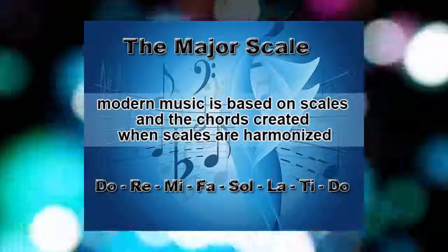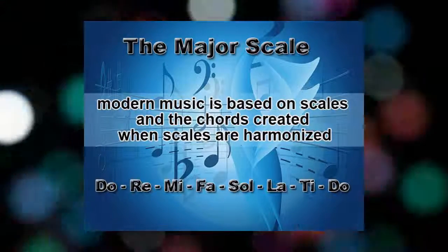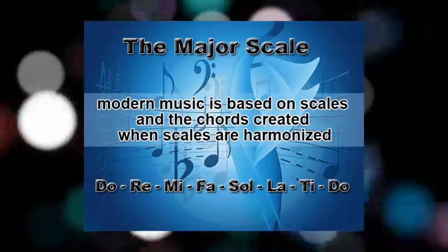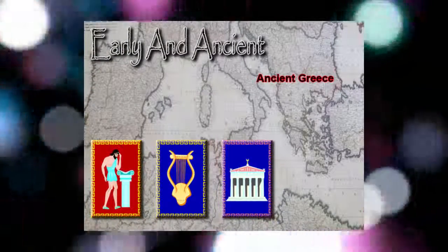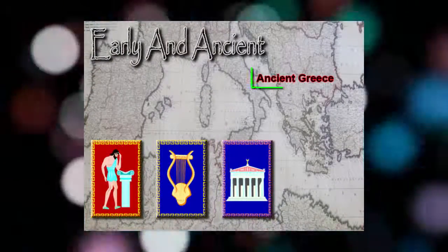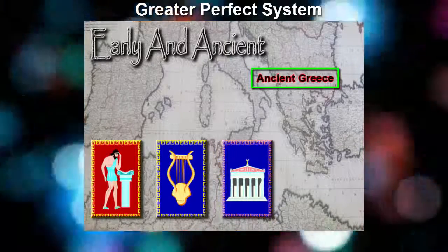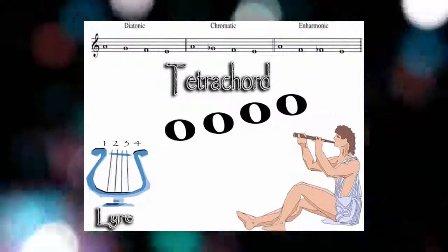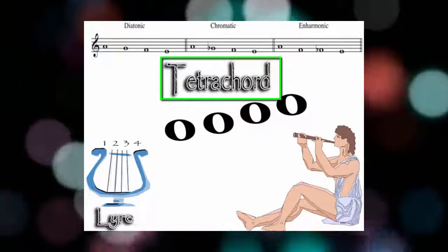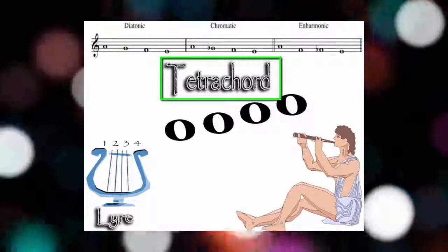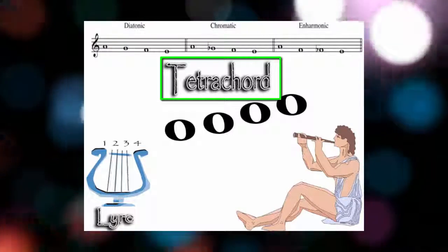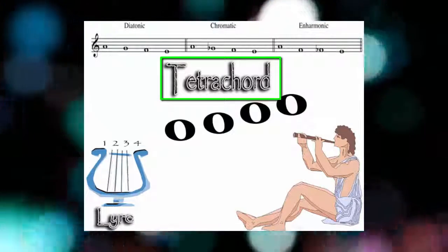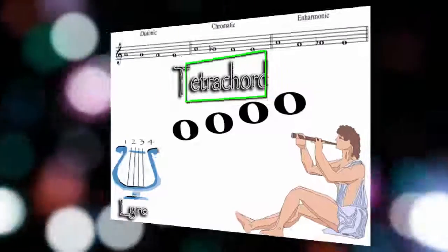The idea of playing scales, creating melodies based on the scales, and singing words to these melodies is something that modern musicians owe to their ancient counterparts. In the music of ancient Greece, in something called the Greater Perfect System, small four-note passages were called tetrachords, and scales were created by linking various tetrachords together. This term, tetrachords, is still used in modern music theory to describe the two halves of the major scale.